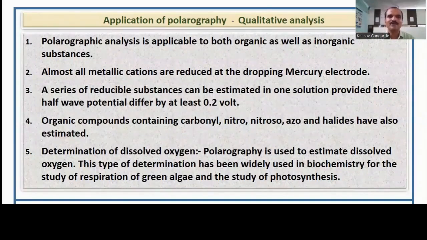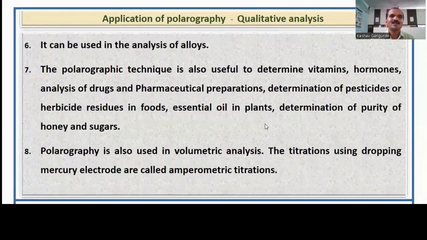at least 0.2 volt. The organic compounds containing electronegative functional groups like carbonyl, nitro, nitroso, azo and halides can also be estimated by using polarography. Polarography is used to estimate dissolved oxygen, and this type of determination has been used in biochemistry for the study of respiration of green algae and study of photosynthesis. It can be used in the analysis of alloys.